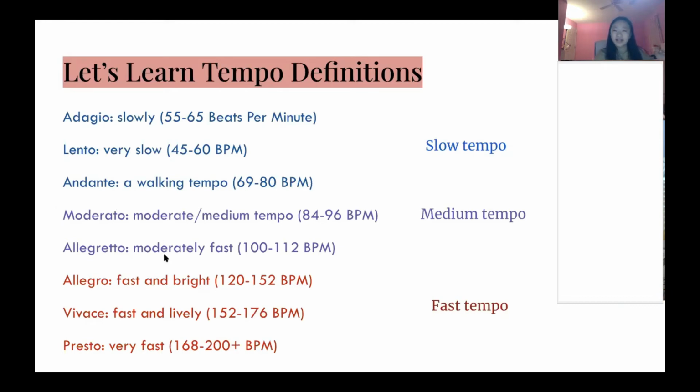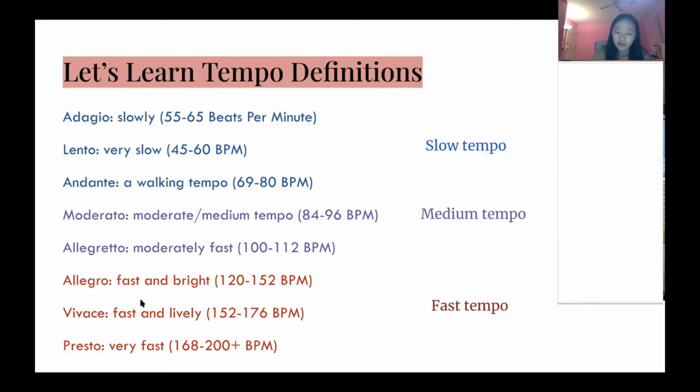Allegretto is basically a slower form of allegro, so just think of that when you see this word. It's like 100 beats per minute. Okay, now we have the fast tempos. So allegro, I'm sure you all have heard of. It means fast and bright. Allegro can actually have a really big range depending on the piece, but it's usually around 120 to 152. It's still a big range, but yeah.